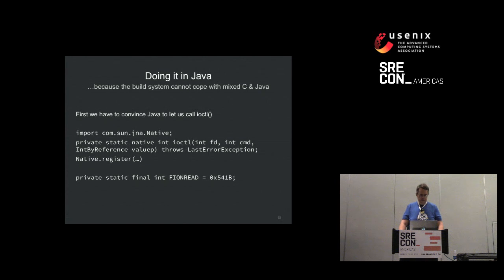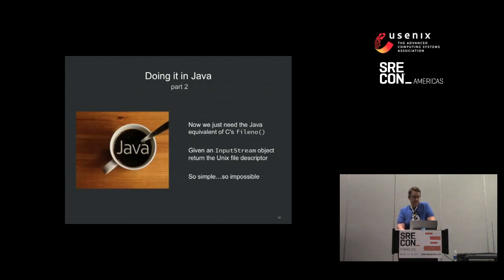So what we have to do is we have to basically convince Java to call ioctl itself, which is this complicated dance using the JNR library. And we have to declare the actual ioctl's binary value, because this thing knows nothing about system header files.